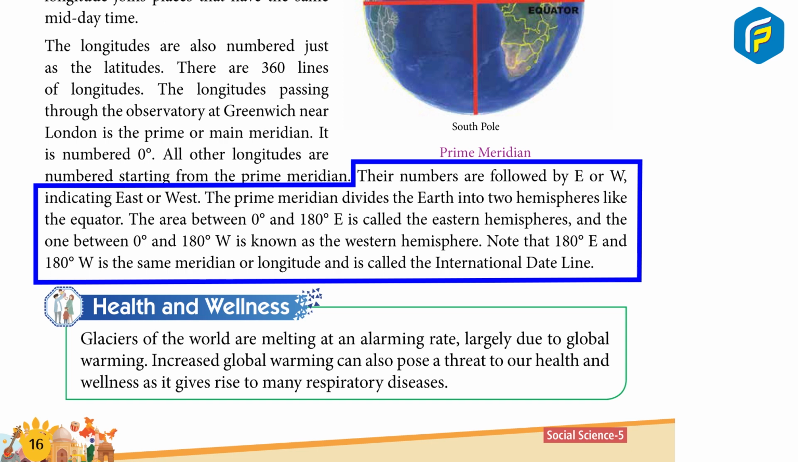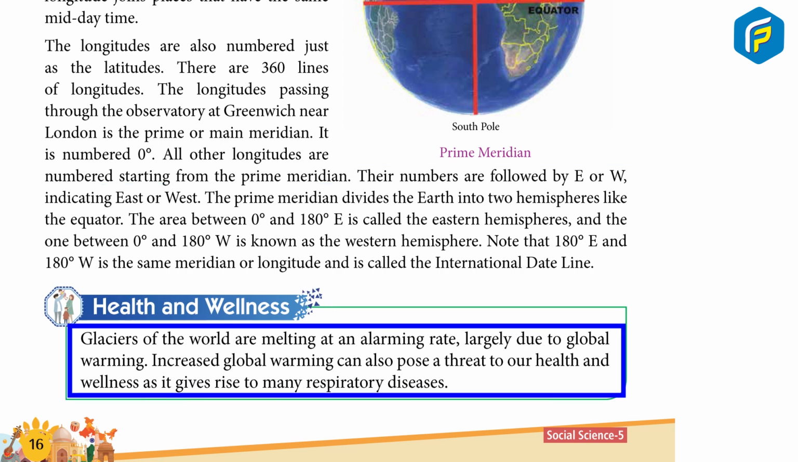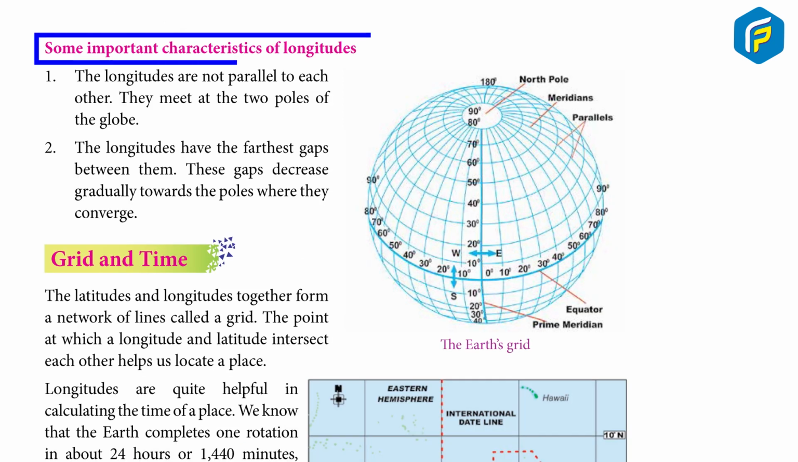Note that 180 degree east and 180 degree west is the same meridian or longitude and is called the international dateline. Health and wellness. Glaciers of the world are melting at an alarming rate, largely due to global warming. Increased global warming can also pose a threat to our health and wellness as it gives rise to many respiratory diseases.